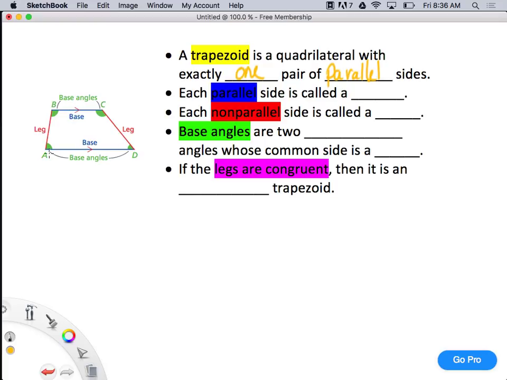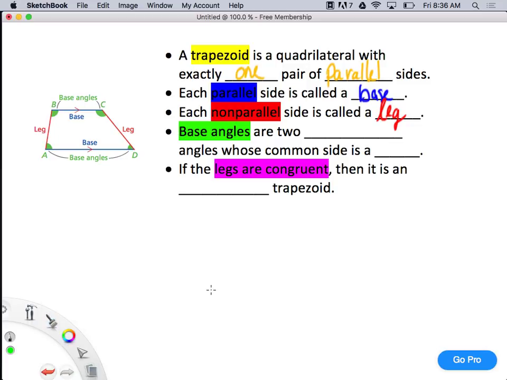You see these blue sides here? Those are parallel. So one pair of parallel sides, and I'm sorry if you can't really see it. I printed it out too dark. Each parallel side is called a what? Just look at your diagram. It's called a base. Each parallel side is called a base. And each non-parallel side, look at your diagram, is called a leg. Very good.